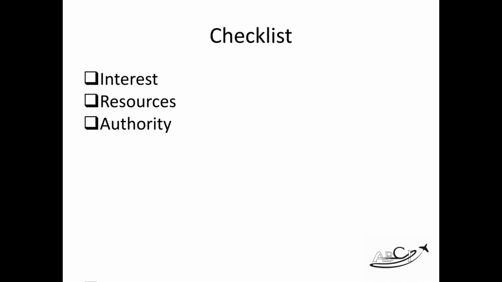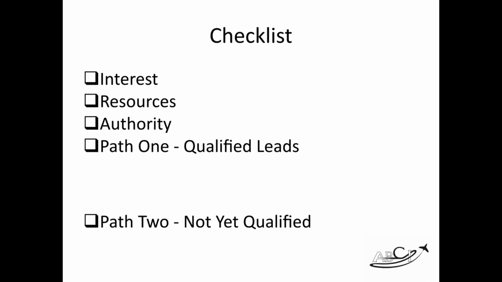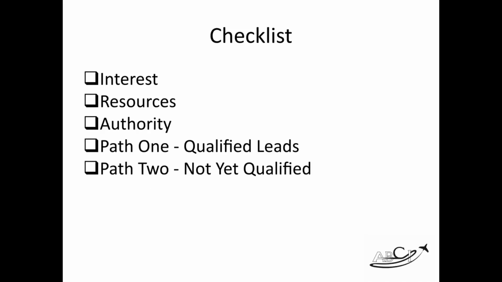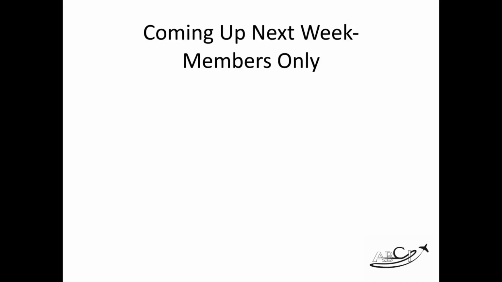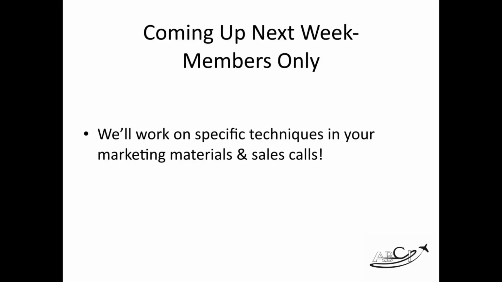Absolutely. Okay. And then you also want to have a path 1 for qualified leads and a path 2 for not yet qualified leads. Once again, we want to stay friends with all these people, whether they're customers or not. And we don't want to ignore anyone, and we don't want to drop anyone off the planet, because in aviation especially, people who are not qualified tend to become qualified, and vice versa. So that's our checklist.